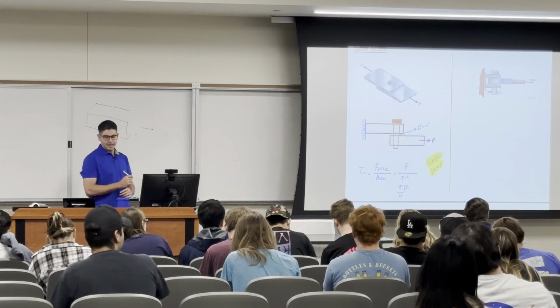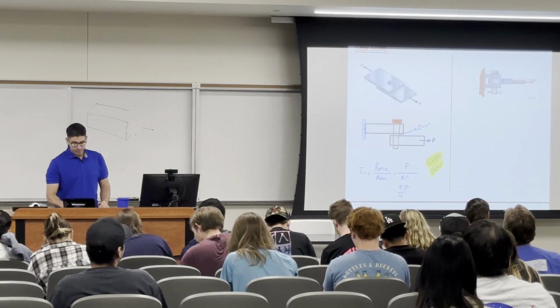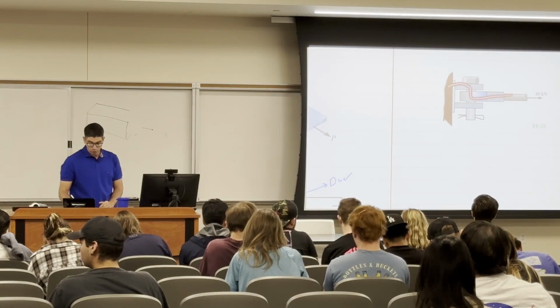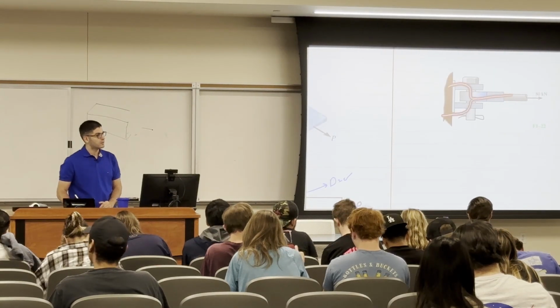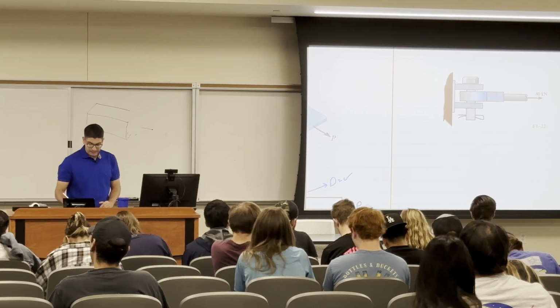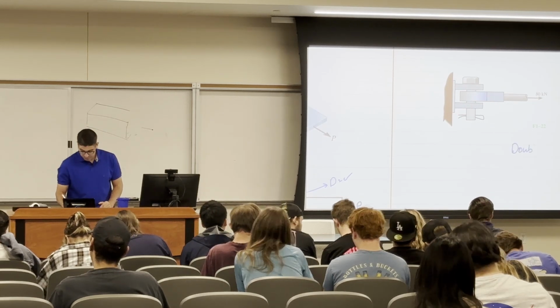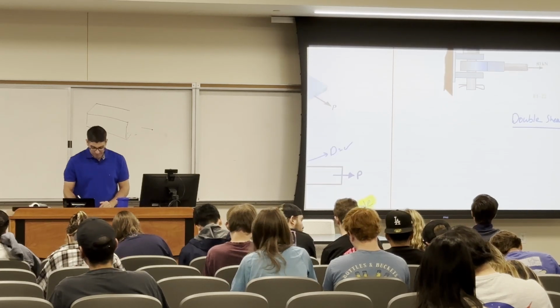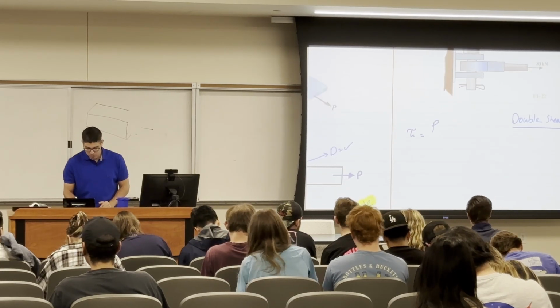Okay? But what if we have the force that went through two load paths? This is what we call double shear. And the equation is a little bit different. It's the same, tau equal force over area.